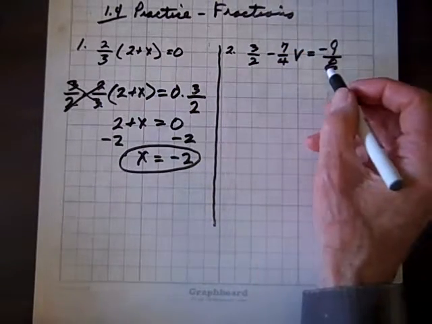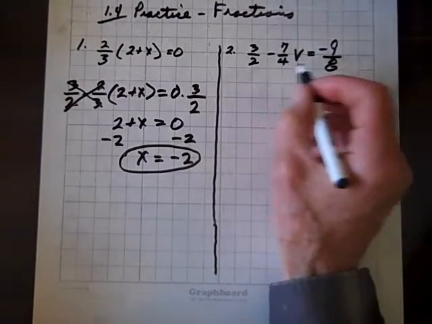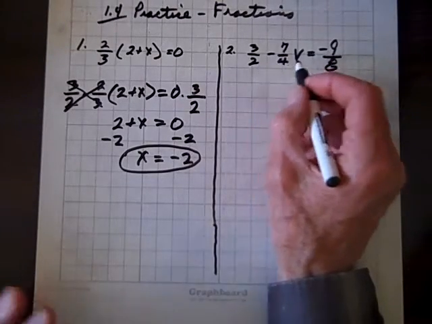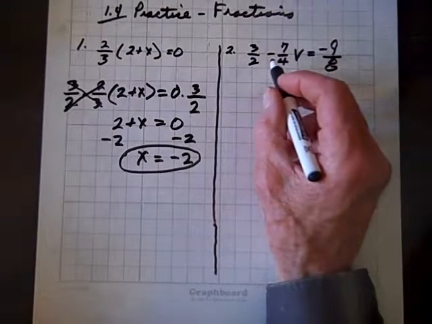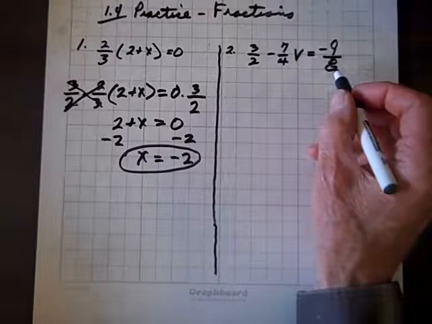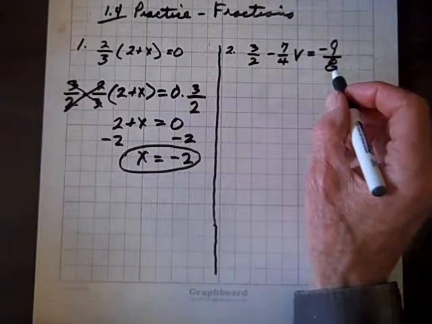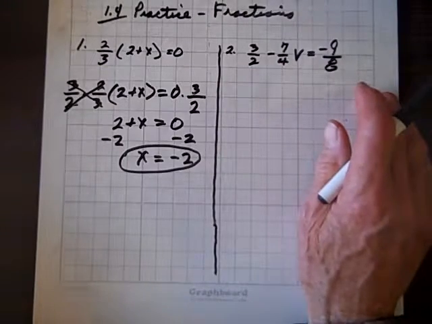Now for this problem we've got another issue. We've got a sum or difference here. Subtraction is just a form of addition. So we need common denominators. Well, I'll tell you what, we're going to employ a method that will eliminate the denominators.